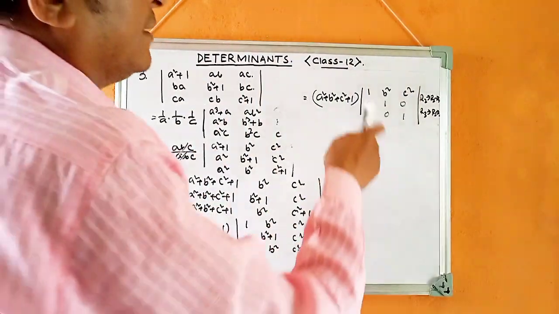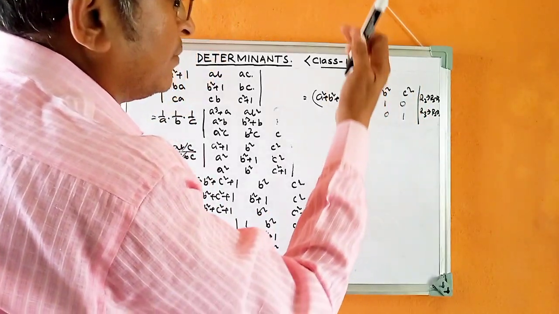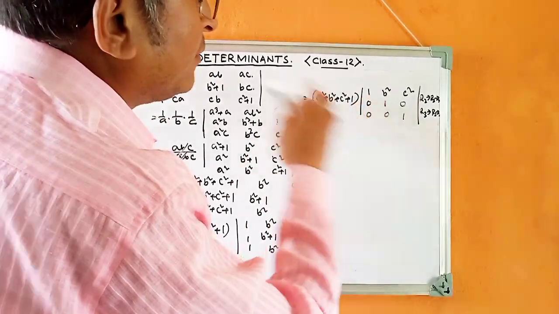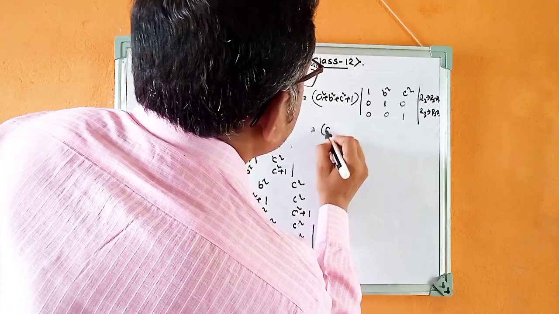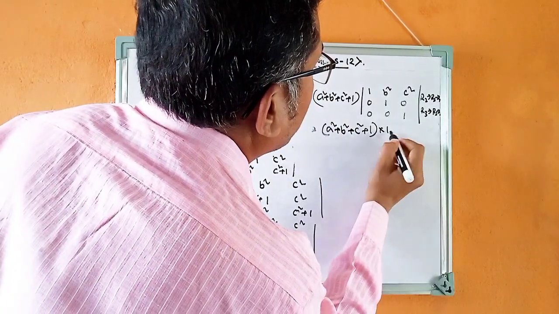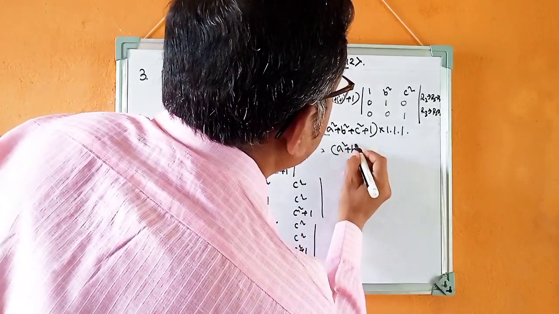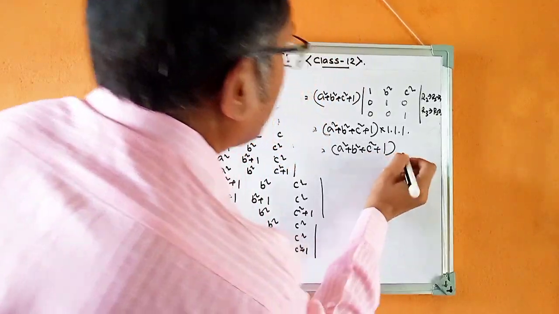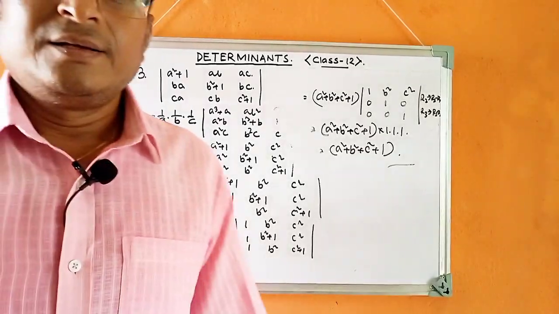Now see again. The principal diagonal has 1, 1, 1, and all the elements on one side of the principal diagonal are 0. So what is the answer? 1 into 1 into 1. So we get A square plus B square plus C square plus 1, into 1 into 1 into 1. The answer is A square plus B square plus C square plus 1. See carefully. Thank you, students.